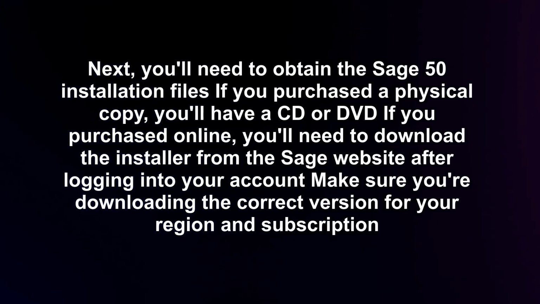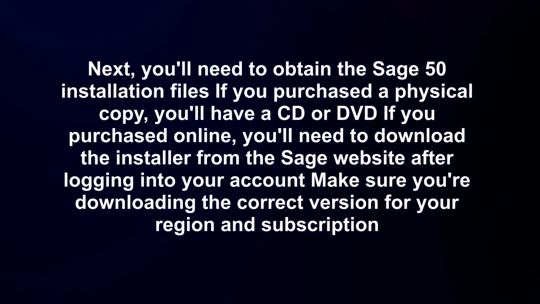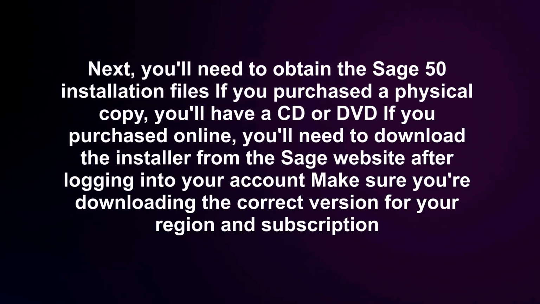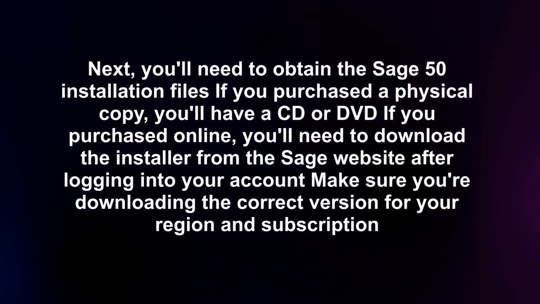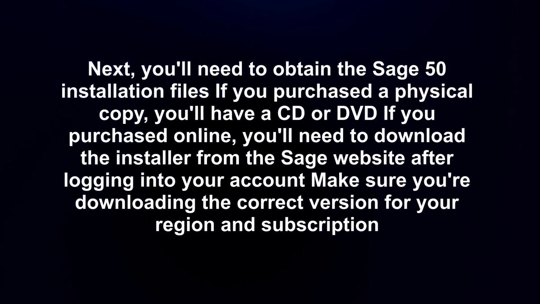Next, you'll need to obtain the Sage 50 installation files. If you purchased a physical copy, you'll have a CD or DVD. If you purchased online, you'll need to download the installer from the Sage website. After logging into your account, make sure you're downloading the correct version for your region and subscription.